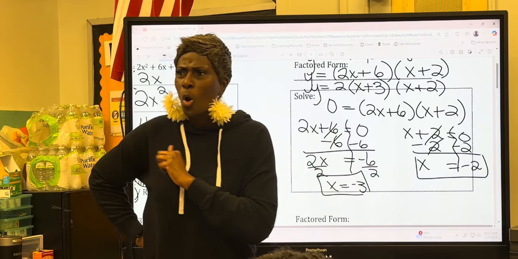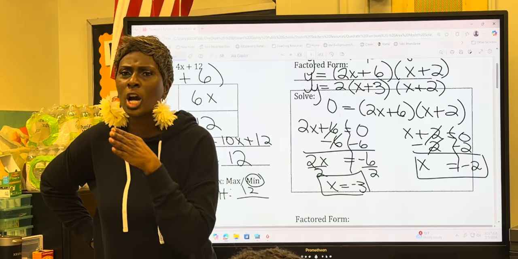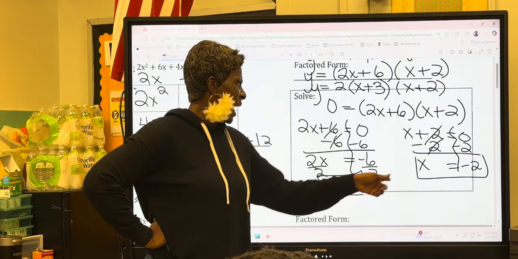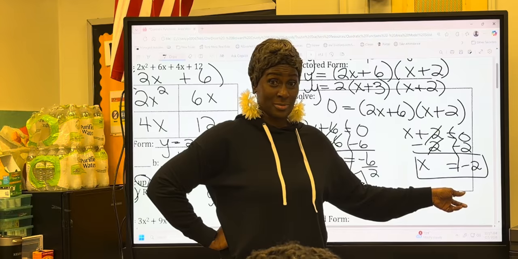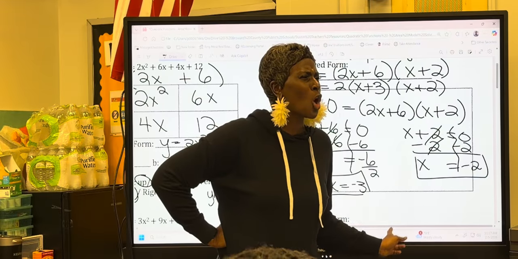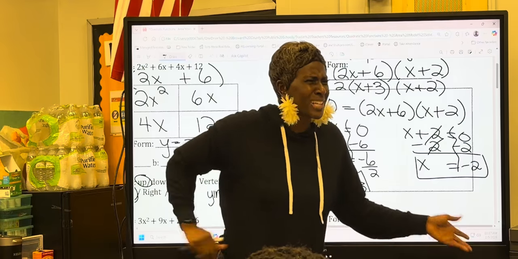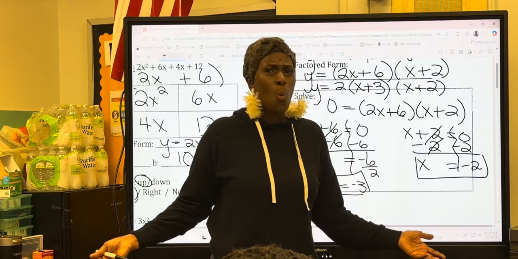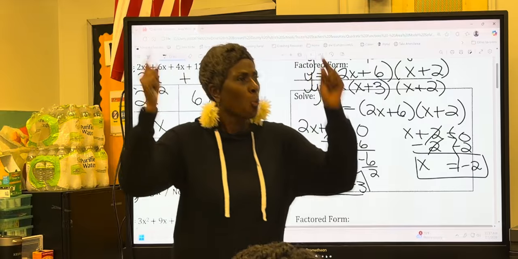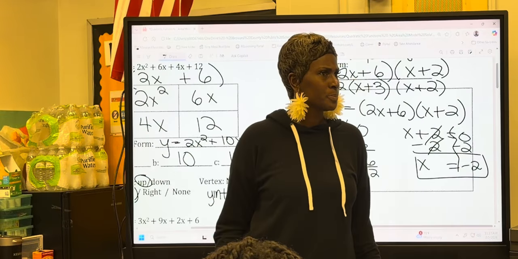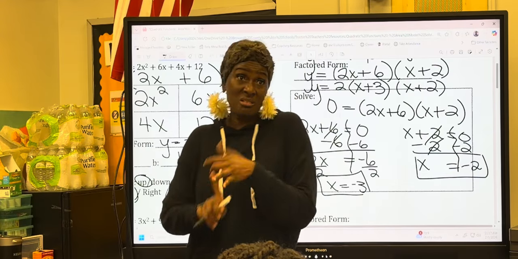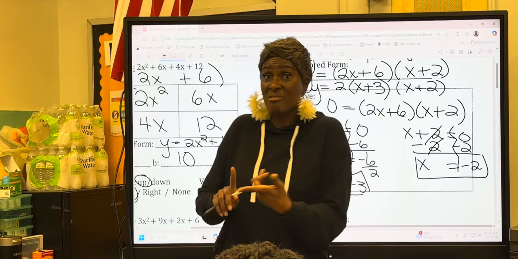Excellent. Where is this parabola going to cross my x-axis? At negative 3. At negative 2. I didn't say that. At negative 3. And at negative 2. Why? Because those are my x-intercepts. That's why we're solving this. What are we looking for? The solutions to a quadratic function. What are the solutions to a quadratic function? Y'all just gave them to me in 4 different ways. The x-intercepts, the solutions, the zeros, the roots.